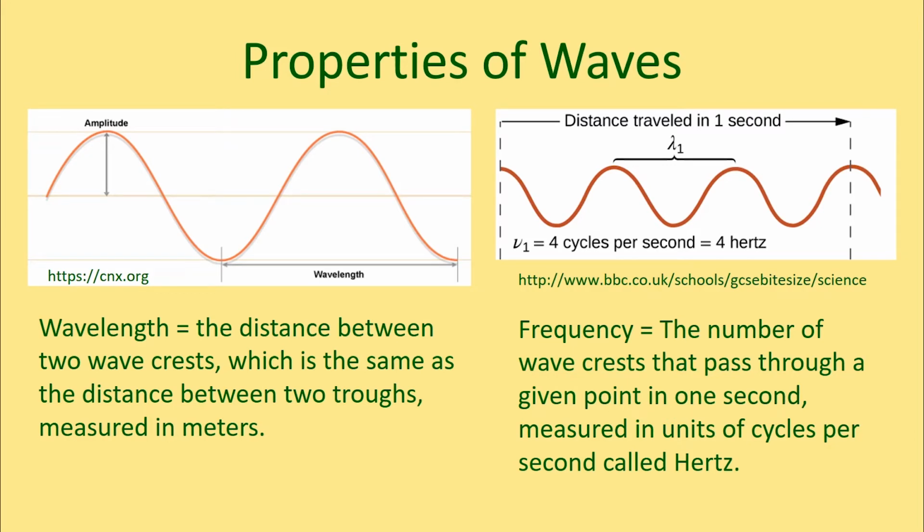One is the wavelength, which is the distance between two wave crests, which is the same as the distance between two troughs, measured in meters. And then we also have the frequency, and the frequency refers to the number of wave crests that pass through a given point in 1 second. We measure it in how many crests per second or cycles per second. So it has units of seconds to the -1. We also call that unit a hertz. So a hertz is an inverse second.